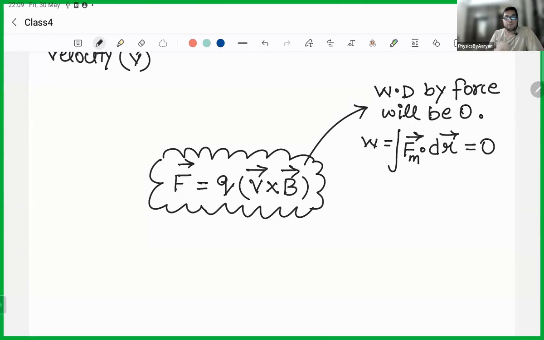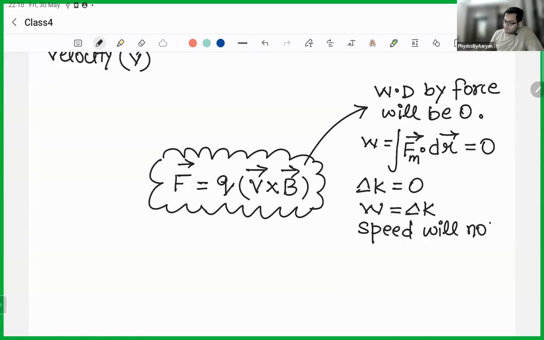If the work done by the magnetic force is always 0, then the change in kinetic energy will always be 0, because of the work-energy theorem: work done equals change in kinetic energy. It means if your charged particle is moving inside the magnetic field, its kinetic energy will never change. Kinetic energy not changing means speed will not change. Only direction, or you can say velocity, can change.